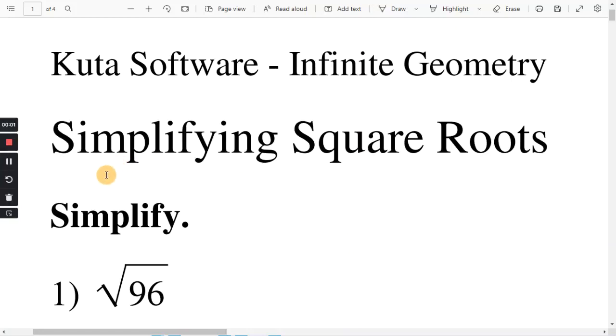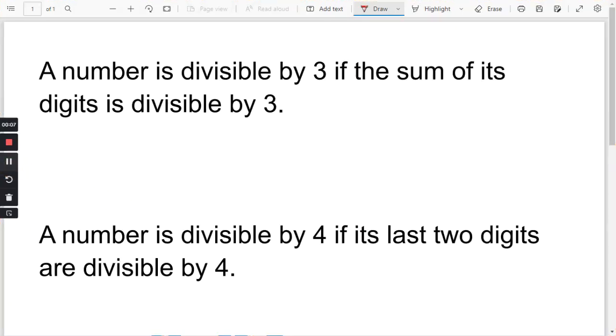This will be for the Kuta Software worksheet, simplifying square roots. So let's go over some divisibility rules first.